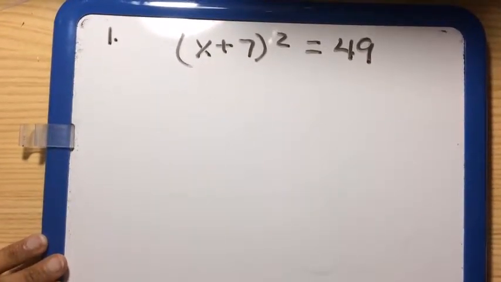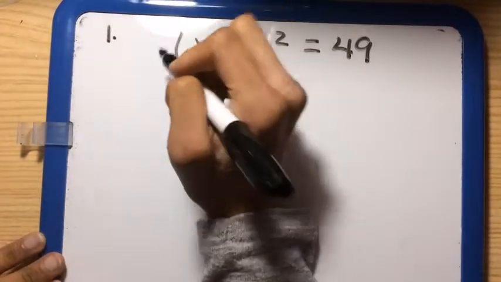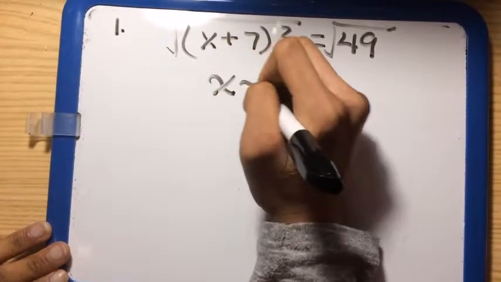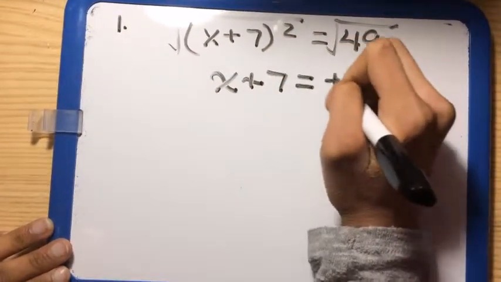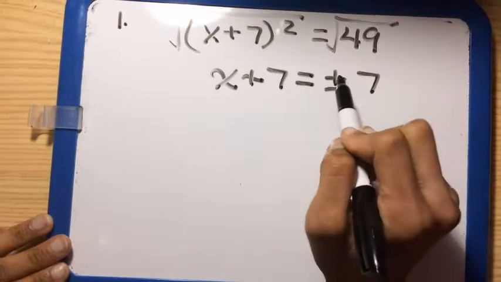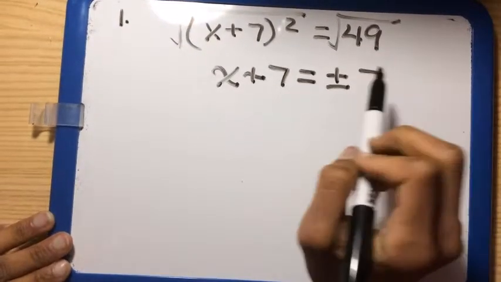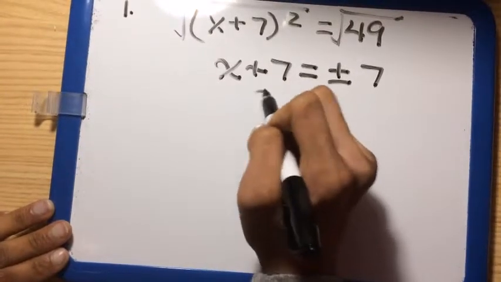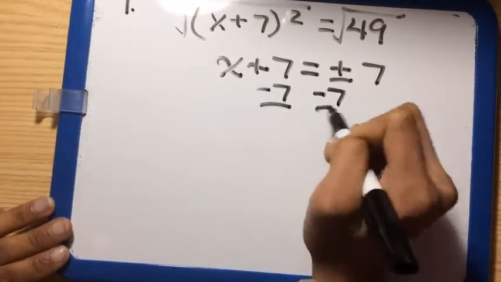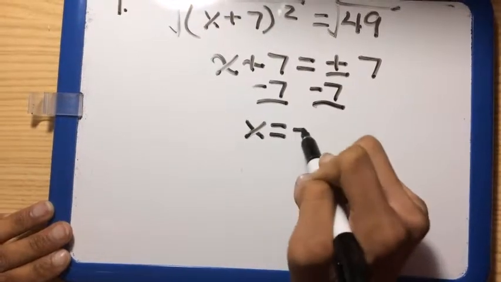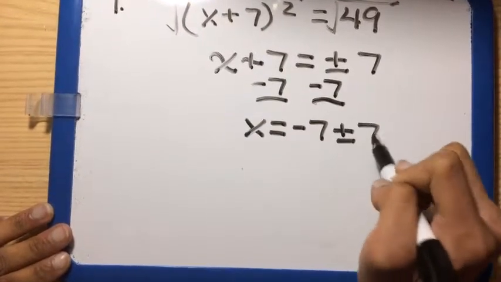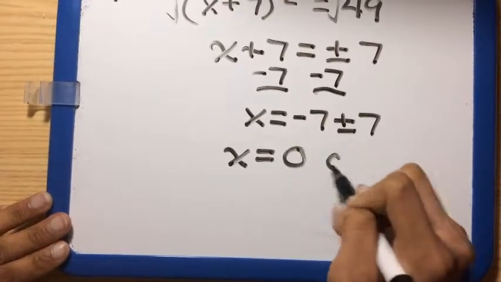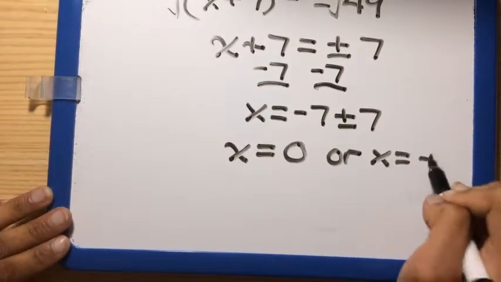Because this is in square form, we can take the square root of both sides. We get x plus 7 is equal to positive or negative 7. You want to make sure you have the positive or negative sign in front of 7 because 7 squared and negative 7 squared are both equal to 49. Now we're going to subtract 7 on both sides so we can isolate x to find our solutions. Now we can combine like terms. We get x is equal to 0 or x is equal to negative 14.